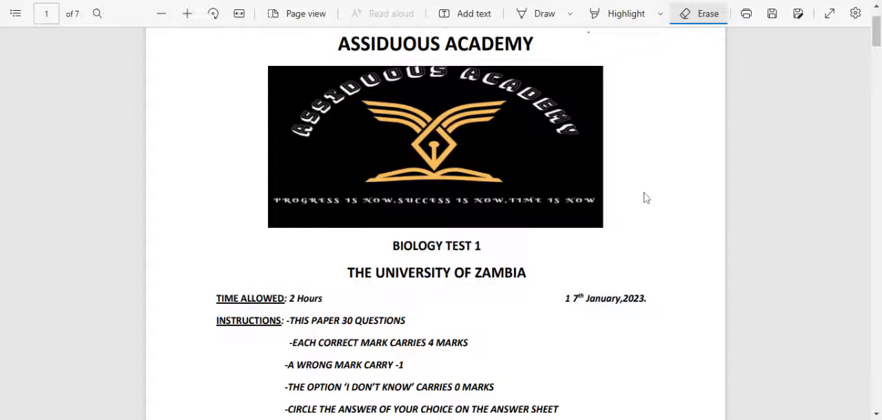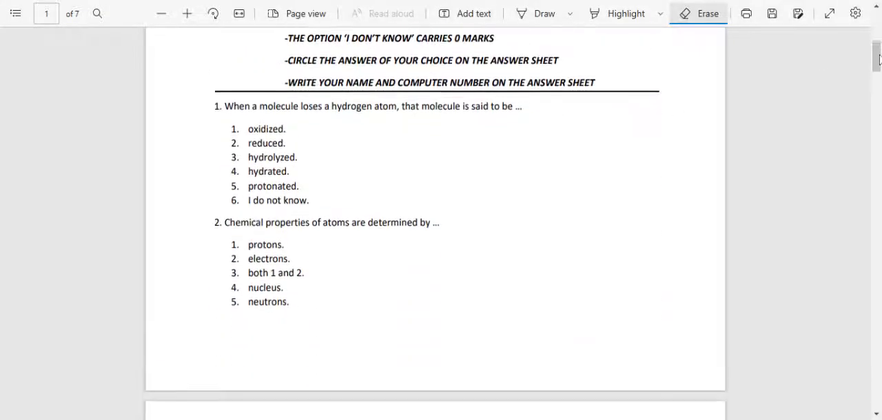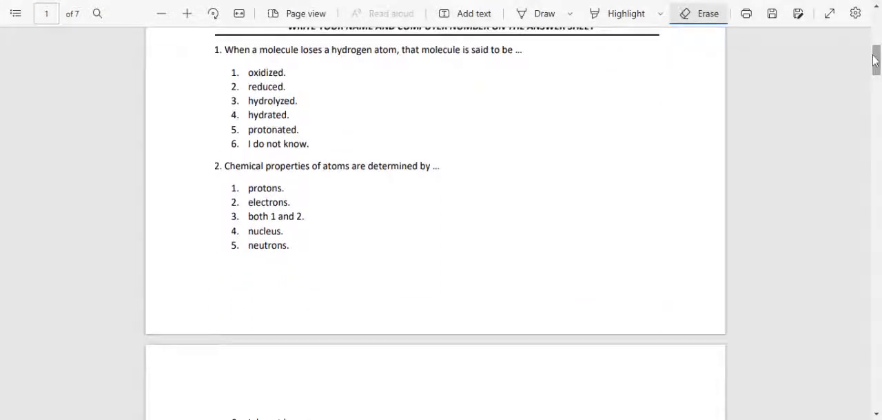Concentrate on atomic structure, chemical bonding, water properties, and also carbohydrates. Right. So the first question we have here: when a molecule loses a hydrogen atom, that molecule is said to be oxidized, reduced, hydrolyzed, hydrated, or protonated.